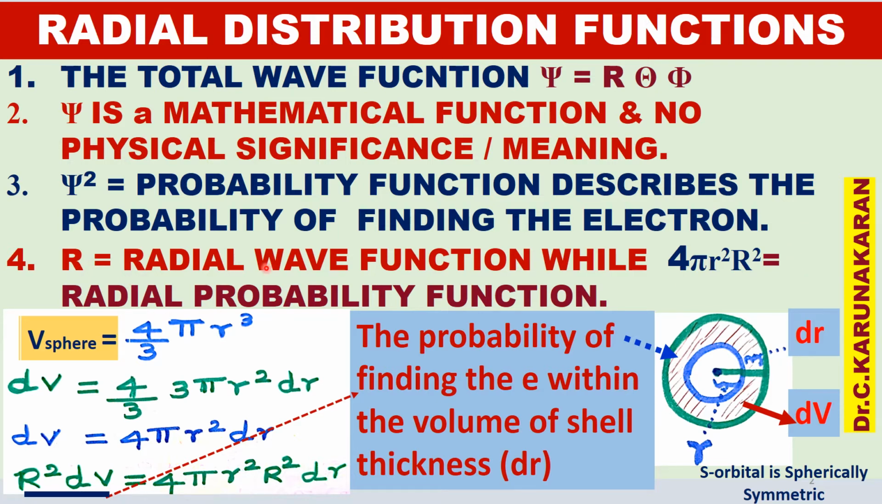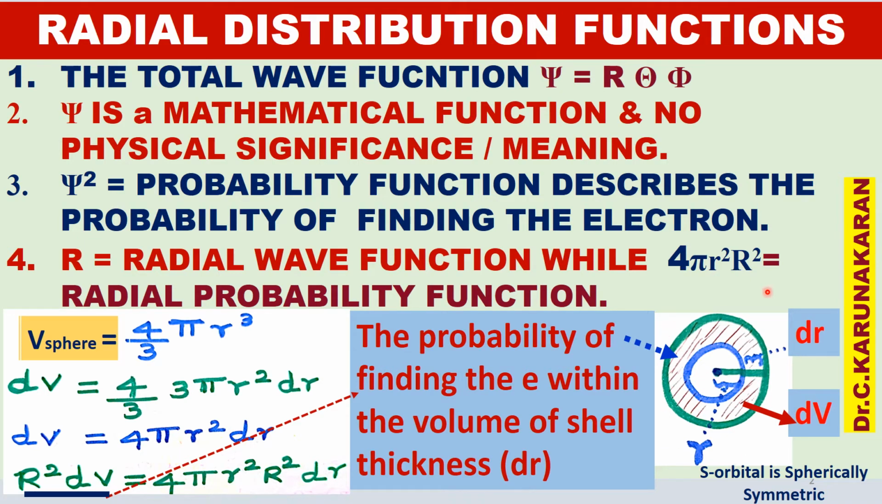The radial wave function is represented by R. The radial distribution function is obtained by squaring the radial wave function, similar to psi square, R square. The radial probability function is obtained by squaring the radial wave function and multiplying by 4 pi r square. Let us see how this radial probability function is obtained.